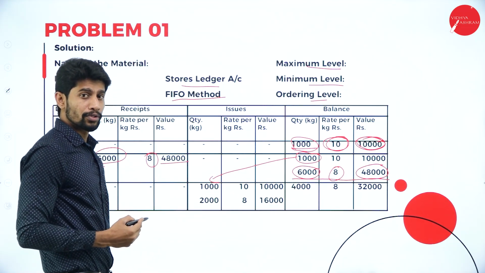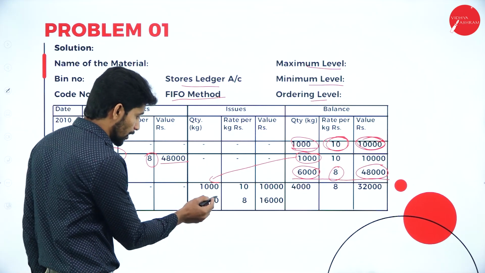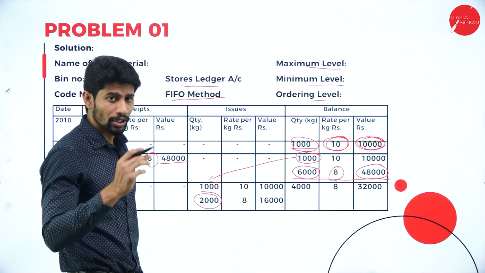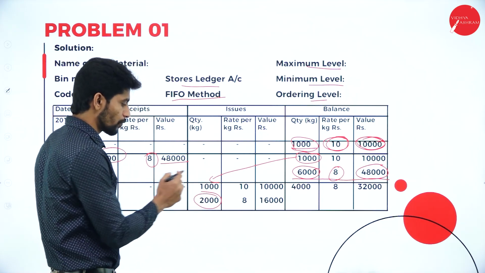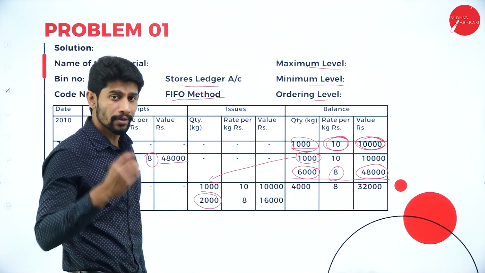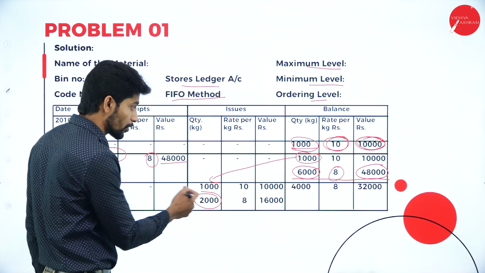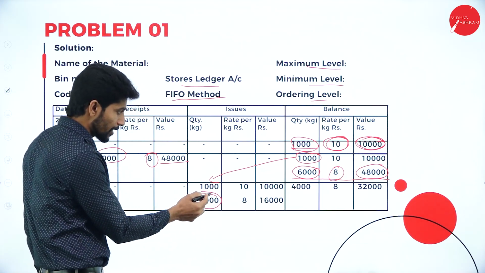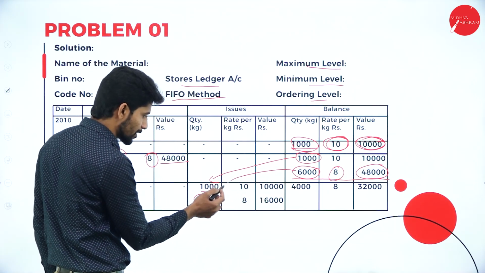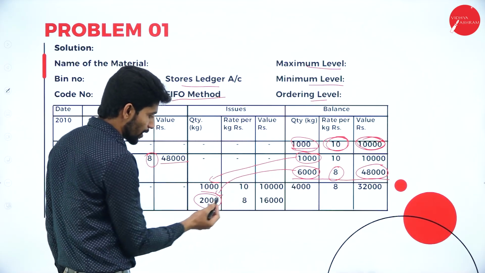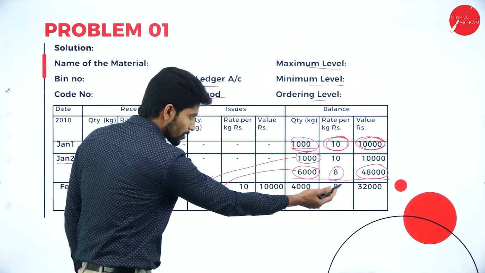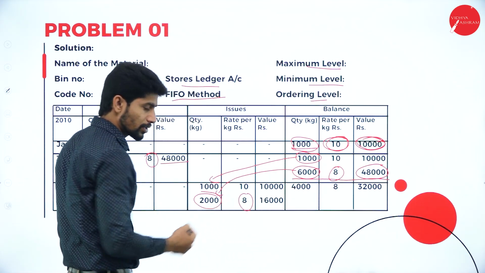Still how much we are supposed to issue? We are supposed to issue 3,000. In 3,000 we already issued 1,000. Still how much we are supposed to issue? We are supposed to issue the remaining 2,000. So issue this remaining 2,000 from this 6,000. So in 6,000 we are taking 2,000 units. What is the cost? 8 per unit, and total comes to 16,000.